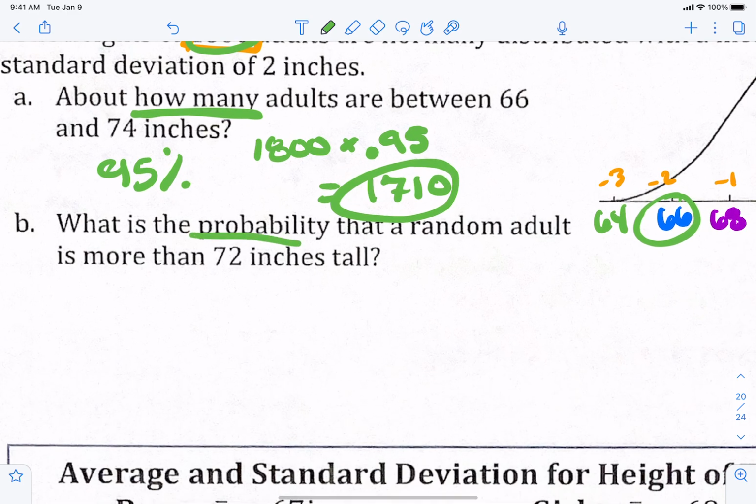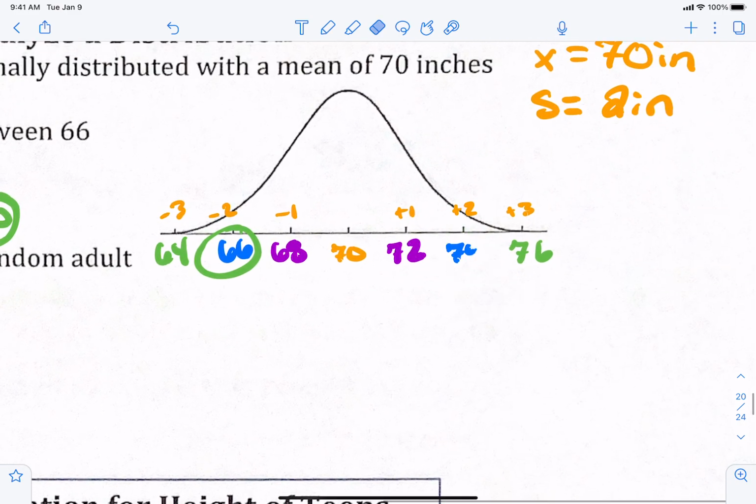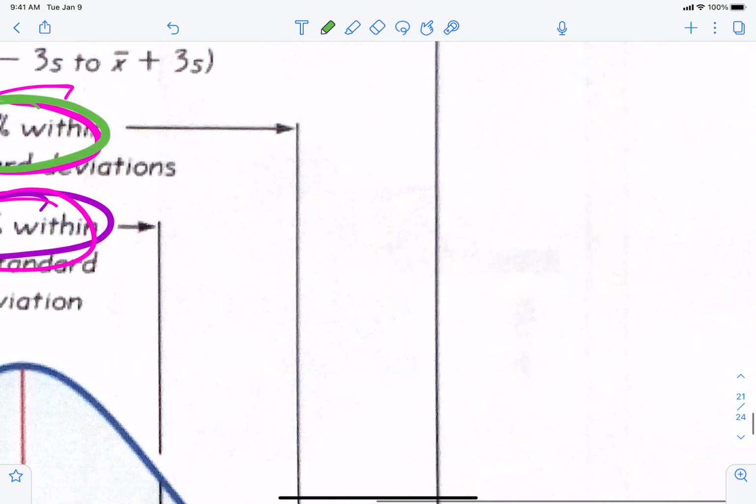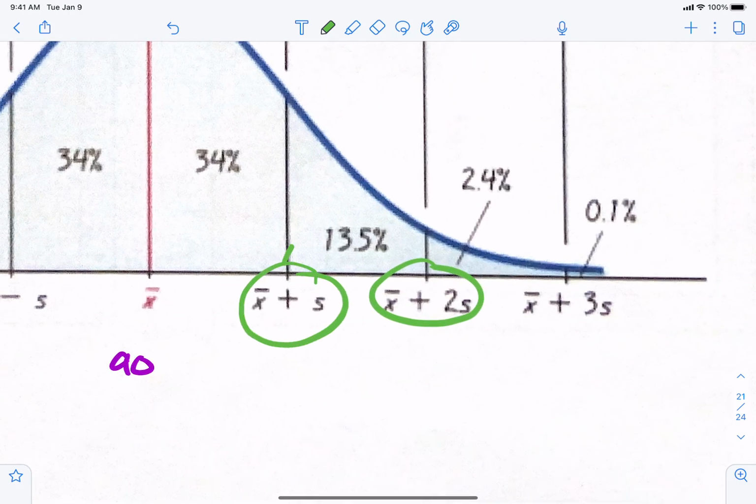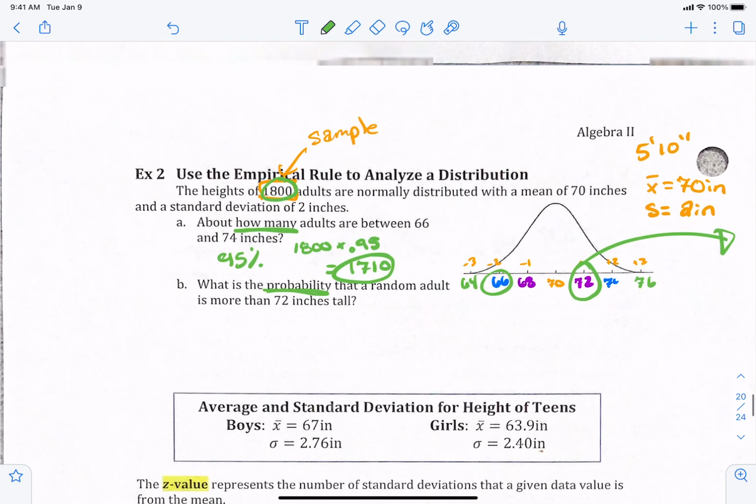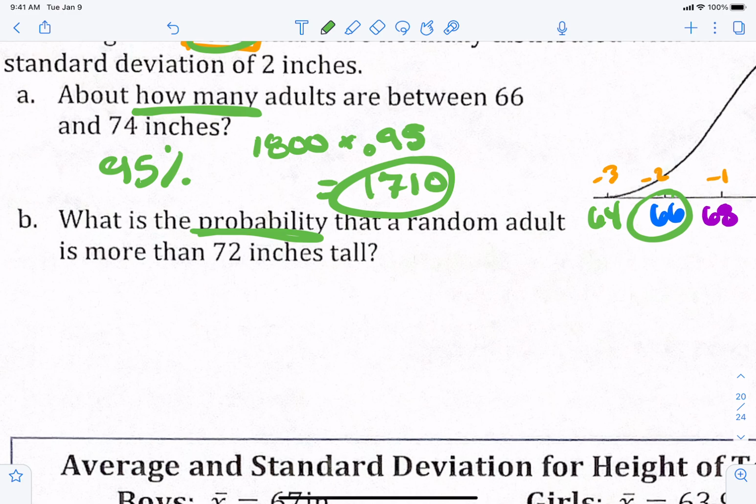Part B asks what is the probability. So they're actually asking for the percentage that a random adult is more than 72 inches. 72 is at the 1 and beyond, so I add all of these together: 13.5, 2.4, 0.1. That is 16%. So the probability that a random adult is more than 72 inches is 16%. Does this make sense?